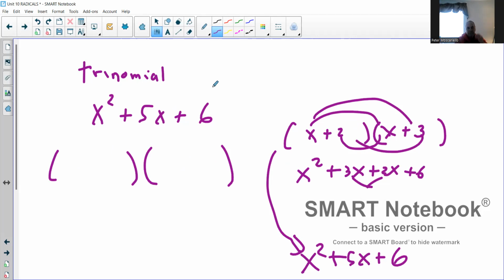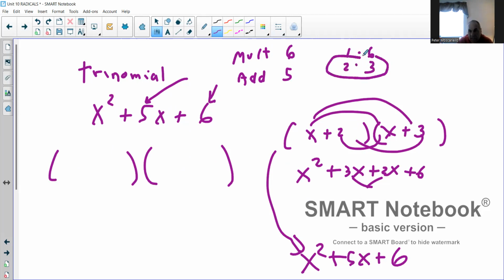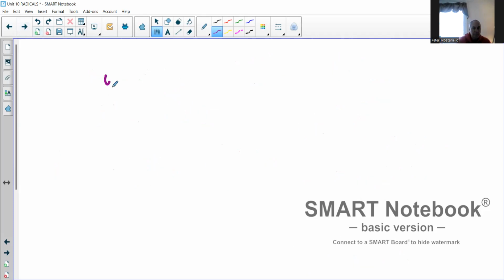This is how it works. We look at this last number, the constant, and we say we need two numbers that multiply to 6. Then we look at this number, the coefficient of x, we say we need two numbers to add to 5. So give me two numbers that multiply to 6 and add to 5. Well, what numbers multiply to 6? 1 times 6, or 2 times 3. Which of those adds to 5? 2 and 3. So it's x plus 2 and x plus 3. So you see, FOIL to trinomial, trinomial back to FOIL. So these are not difficult.